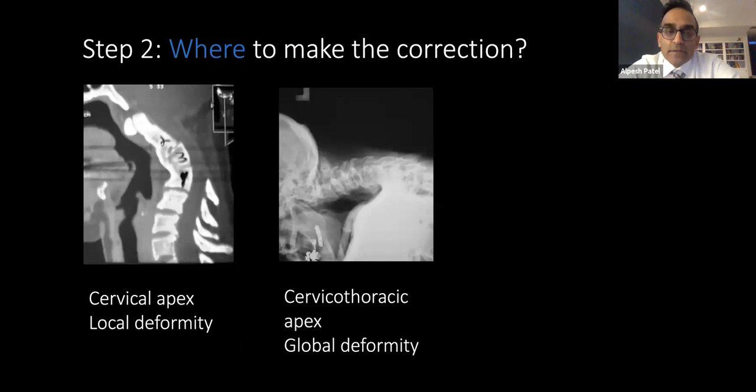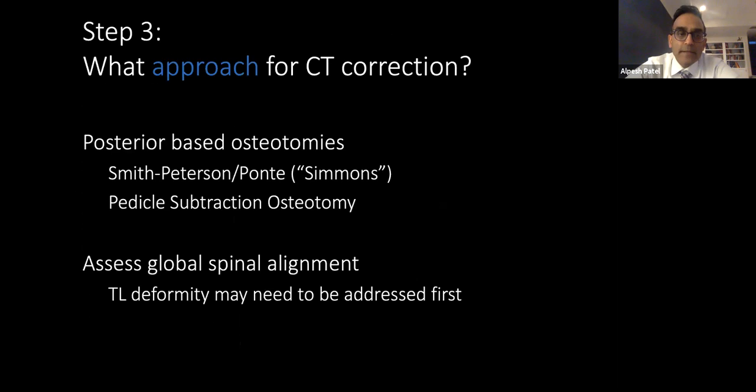The next thing to discuss is sort of where to make the correction. So if they're more of a fixed deformity, right? Is this a fixed deformity in the substance of the cervical spine? Where's the apex of the deformity, like you see on the left? Or is this more of a cervical thoracic deformity, or a more global deformity, if you will, of the cervical spine? Because arguably the corrective maneuvers for the one on the left and the one on the right are very, very different depending upon patient symptoms.